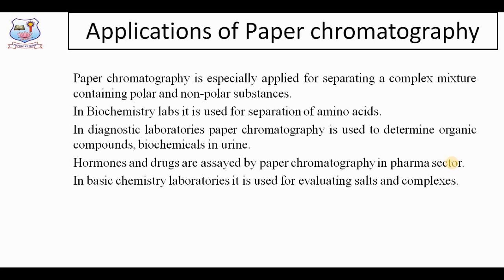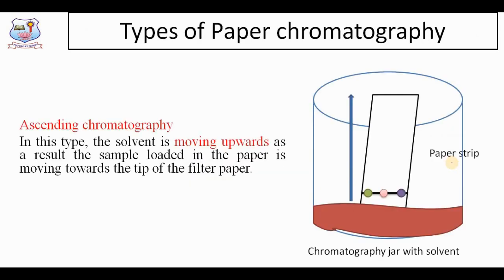In diagnostic laboratories, paper chromatography is used to determine organic compounds and biochemicals present in urine, right? In a pathologic state, patients are recommended to go to the laboratory for a test. During that condition also, paper chromatography plays an important role. Paper chromatography also has a promising role in the pharma sector for the analysis of compounds containing hormones and drugs. Even in basic chemistry laboratories, even in higher secondary schools, we use paper chromatography for evaluating salts and complex salts, right?